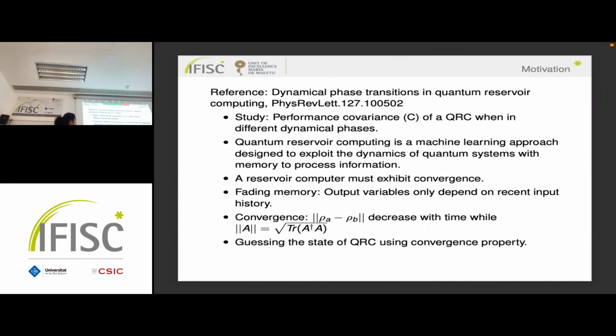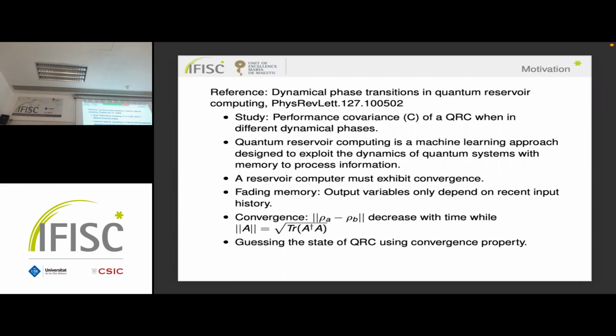The motivation for the local probing method was from this article, where they are looking at the performance of a quantum reservoir computer based on which dynamical phase the reservoir computer is in. The reservoir computer is basically a natural computer with some memory, and quantum reservoir computing is a machine learning approach designed to exploit the dynamics of a quantum system.